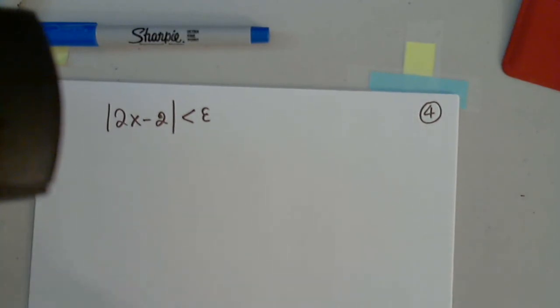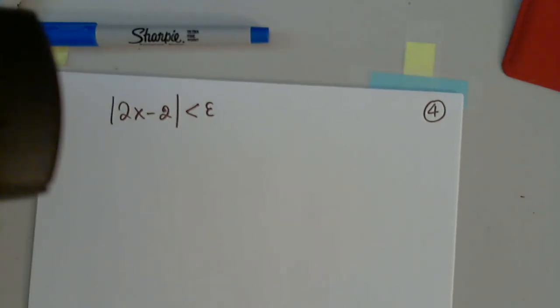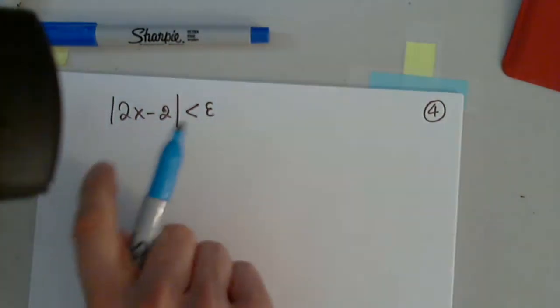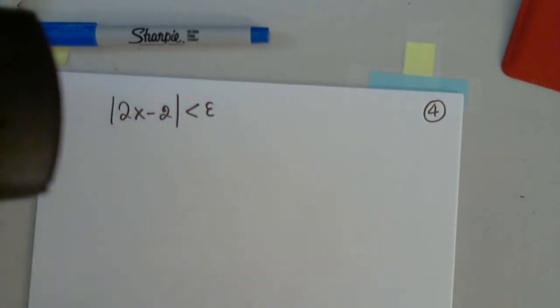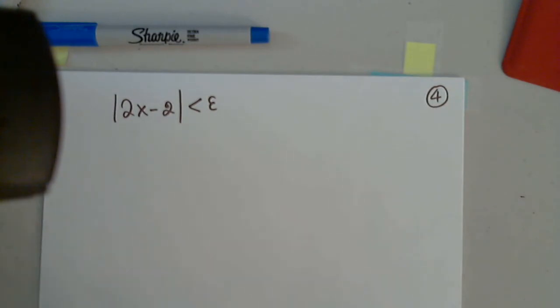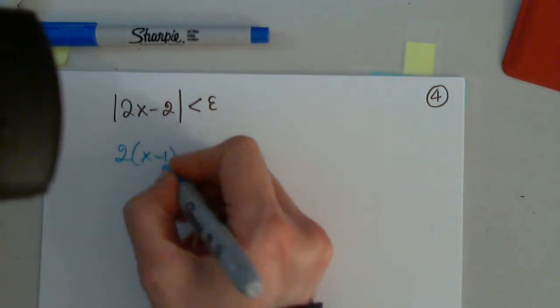What do you think? What can be done here? Would we set it equal to 0 and solve for x? What can be done here? We are not changing anything. We have an inequality with absolute value. What can we do here? Factor out the 2. Very good. That's all I wanted.